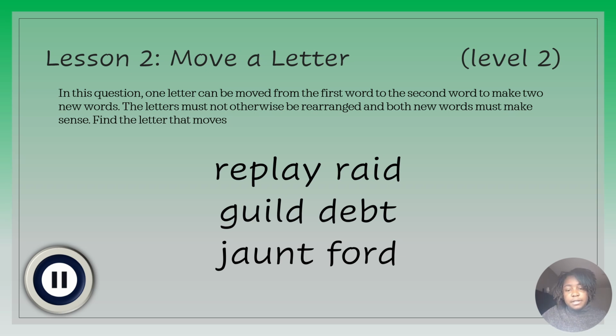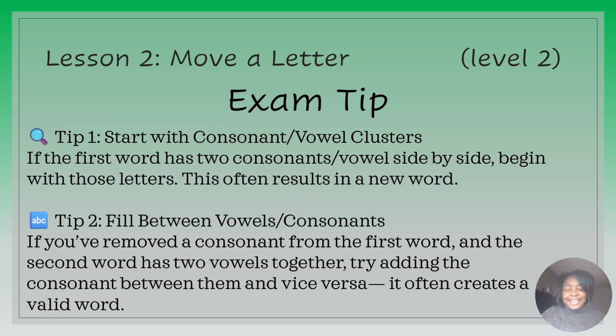Have a look at these ones and see if you can have a go on these yourself. And we will be looking at tips of how to get this much quicker, much faster, after you've had a go. Okay, so here is your exam tip. If the first word has two consonants side by side or two vowels side by side, start trying with those letters first. Start removing one of those letters. They would likely lead to a new word.